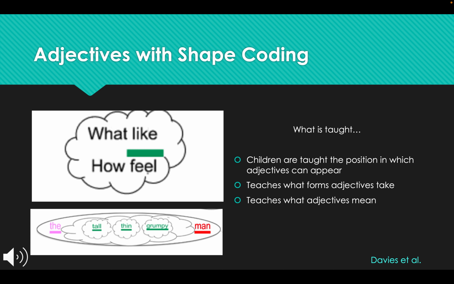What do adjectives look like in shape coding? Adjectives are green words in a cloud shape. They answer what and how you feel questions. Some other things that are taught with adjectives in shape coding are where adjectives can appear, what forms adjectives can take, and what adjectives mean.